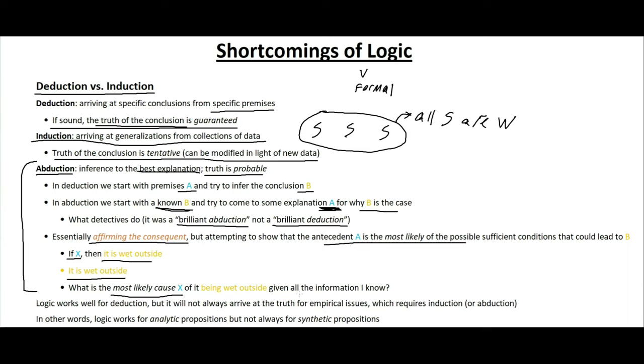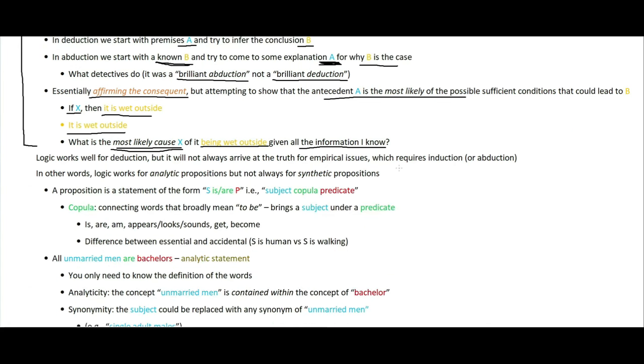So you are looking for information in order to come up with some most likely cause X of why it would be wet outside right now. And so that is what abductive reasoning is. And like I said, Steven Pinker doesn't actually talk about abduction in his book, but I thought it would be helpful to put that in here.